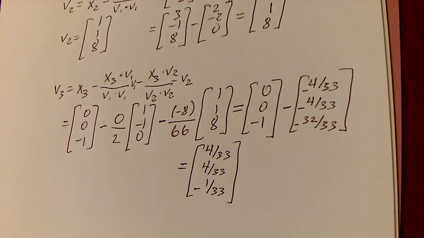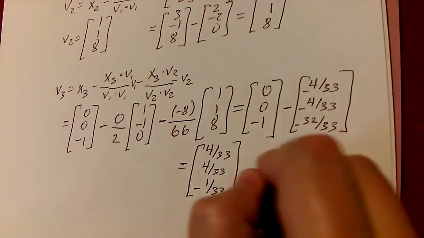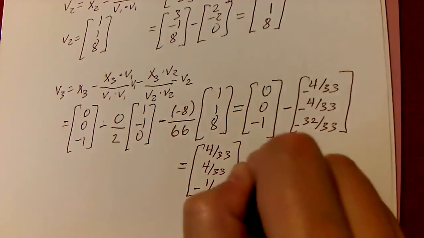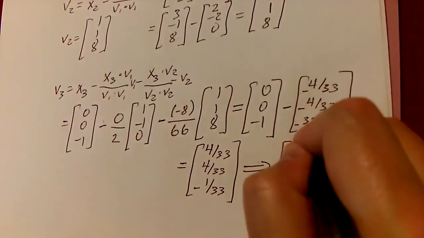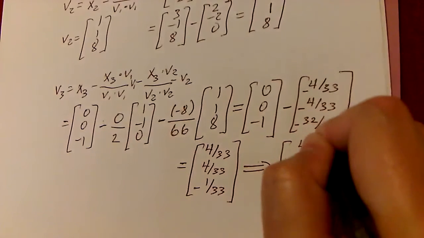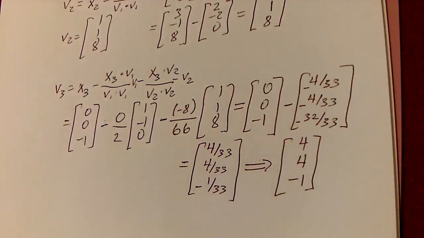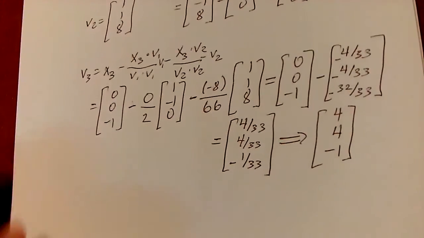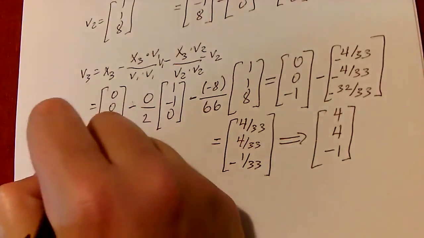So -1 over 33. And remember that we like non-fractions, so we're going to convert this by multiplying it by 33, because we know I keep orthogonality if I multiply by a scalar that isn't 0, which is what we can do here by multiplying by 33 and just get 4, 4, -1. Okay, so that is my orthogonal basis.